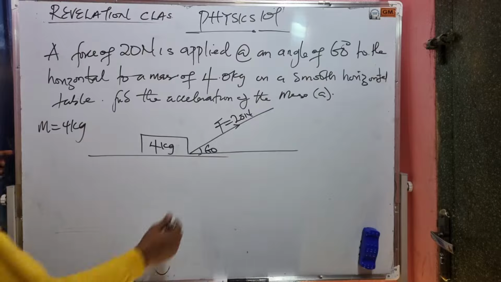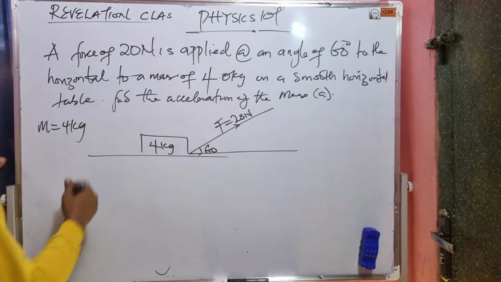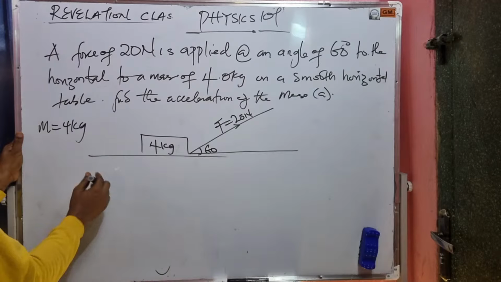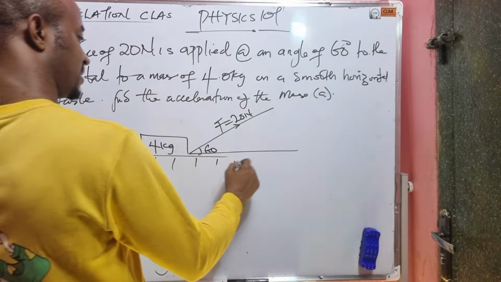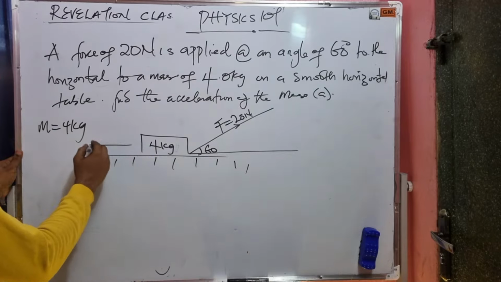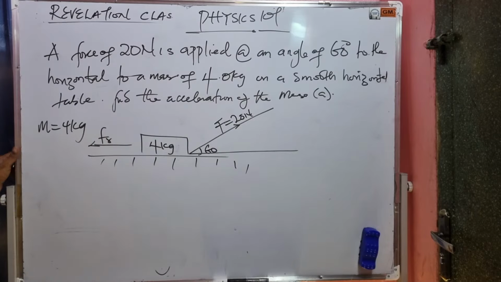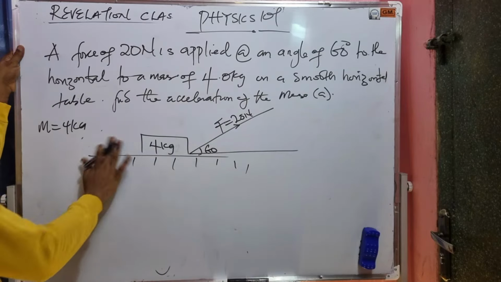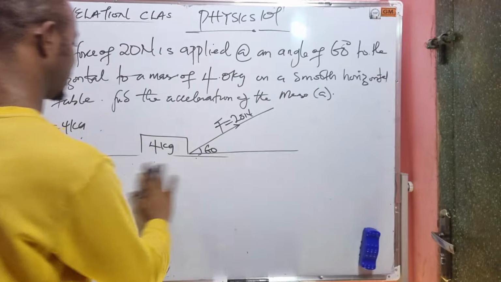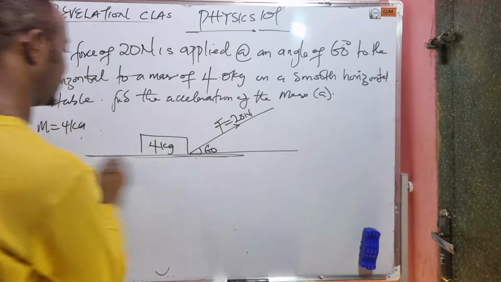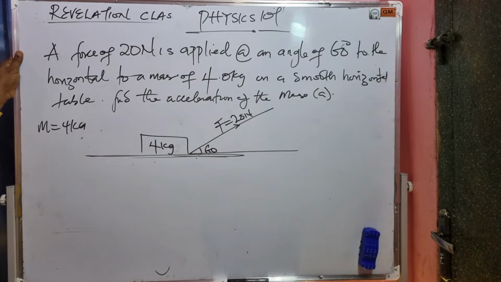On a smooth surface, that means this surface is not a rough surface. That means there is no frictional force. If it's on a rough surface, there must be a frictional force that tends to oppose it, right? But since there's no friction, instead it is a smooth surface. I mean, there's no frictional force along the surface where the body is kept.